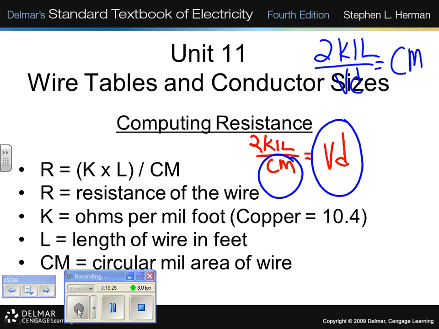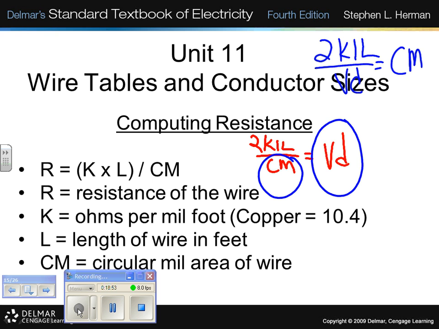In other words, if you're looking for the wire size that you're going to use and you want to allow no more than a certain amount of drop, then you use 2KL over the voltage drop you're going to allow in the number of volts. The VD is the number of volts you're going to allow to be dropped. Okay? Now, we'll do some examples with this later.